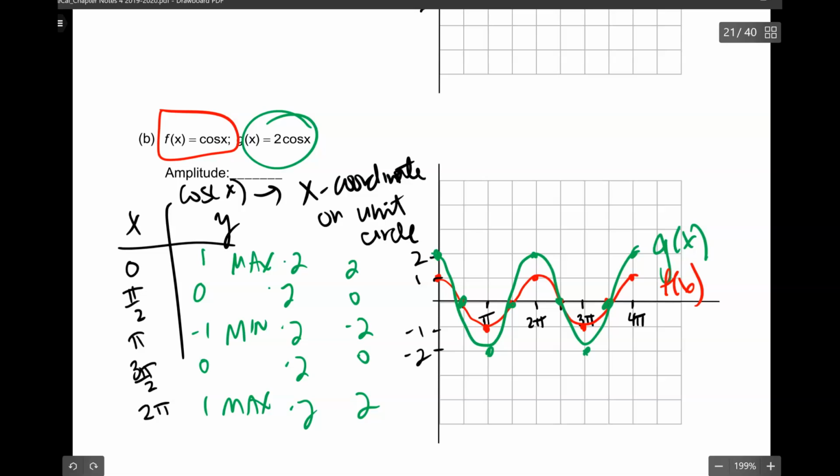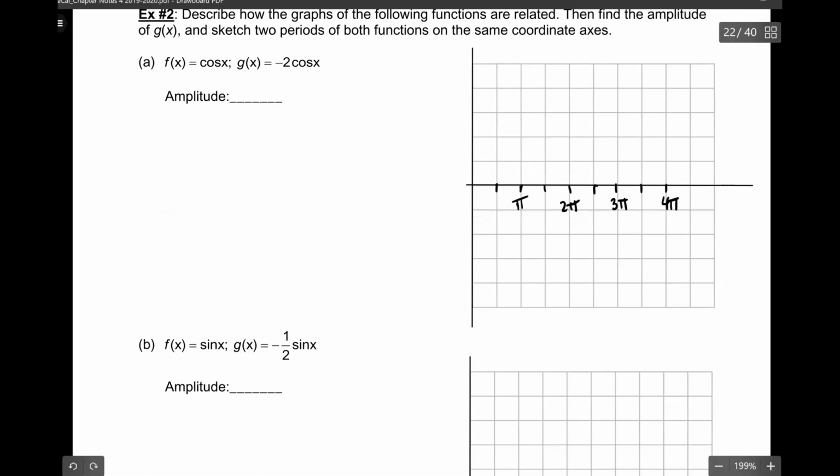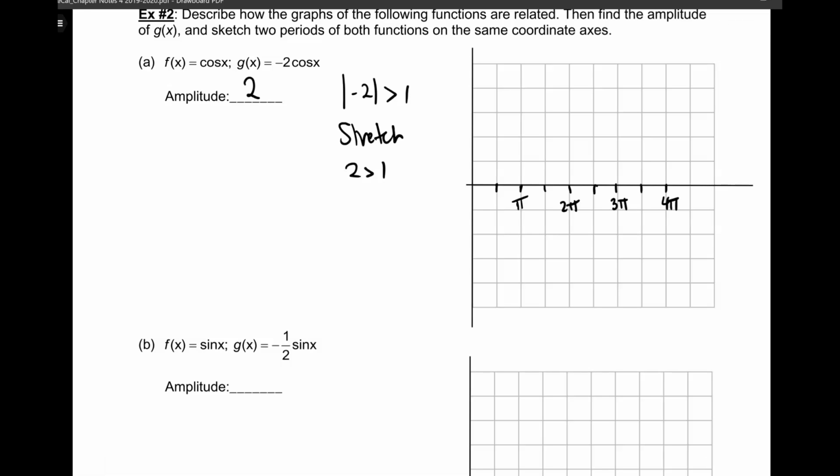So that's it. Okay, graphs with reflections are on the horizontal axis. When the constant a is negative, the graph is reflected around the x-axis. So this is a little more difficult, right? Because we always want to know, are we stretching? Are we compressing? So we take the absolute value of a. If this is larger than 1, it's going to be a stretch. And it is, because 2 is larger than 1. All this negative does is flip. So the amplitude is still 2. Amplitude is a distance, and distance is always positive.